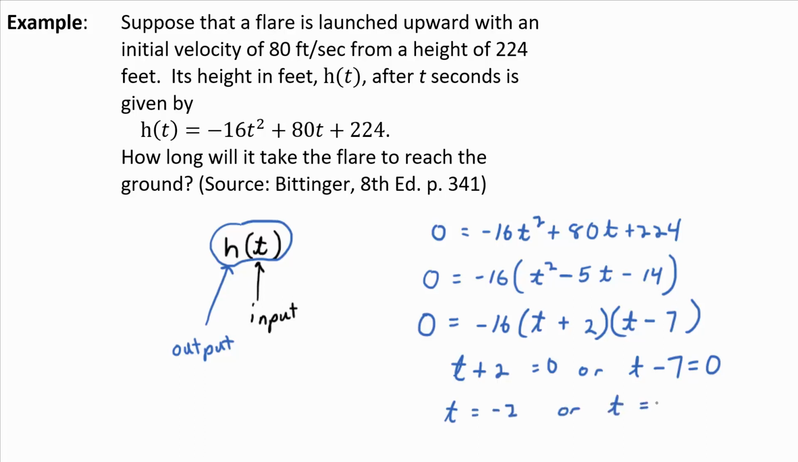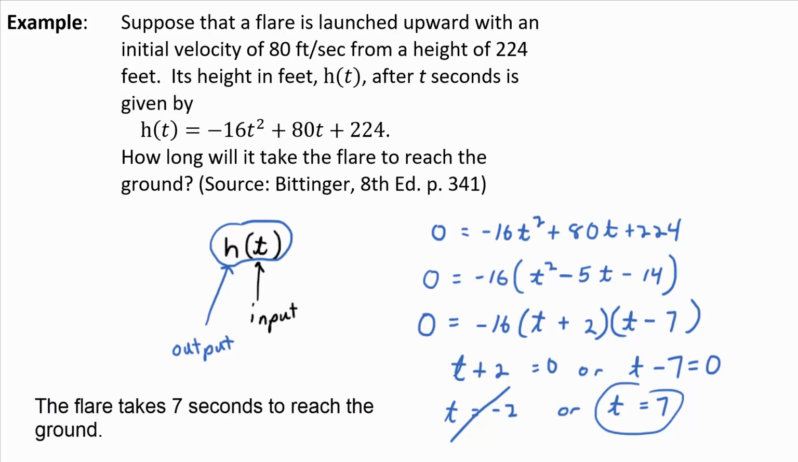Now, which answer in this context does not make sense? Sometimes negative answers can make sense, but in this context, it's in seconds, right? Negative 2 seconds before you shoot the flare off. I suppose it might be on the ground at that time, right? Yeah. But it's not an answer we're looking for here. So we're going to cross that out. We're looking for the time at which it lands after it's been in the air. So 7 seconds. How long will it take the flare to reach the ground? It takes 7 seconds to reach the ground.